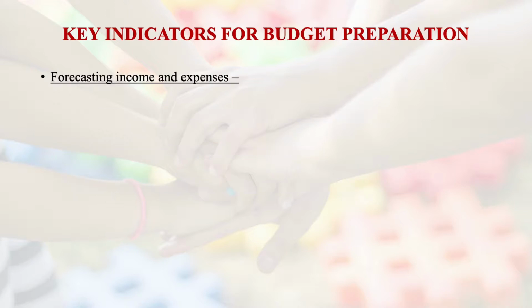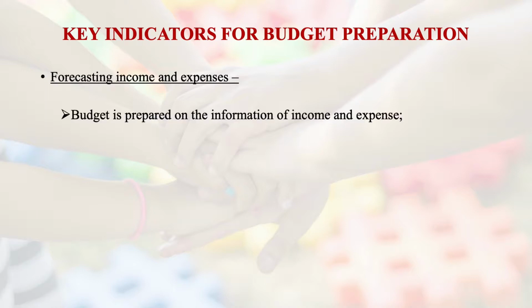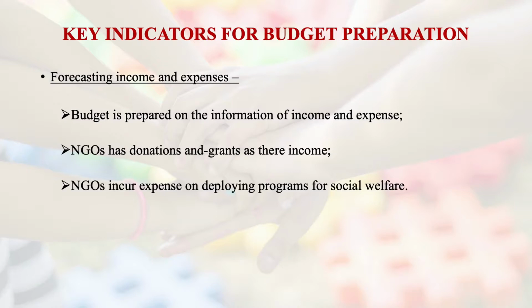When we talk about forecasting income and expenses, the budget is prepared on the information of income and expense. For example, NGOs have donations and grants as their income. The funds come through donations and grants, and they incur expenses on deploying programs for welfare activities. So this is the income and expenses for NGOs.